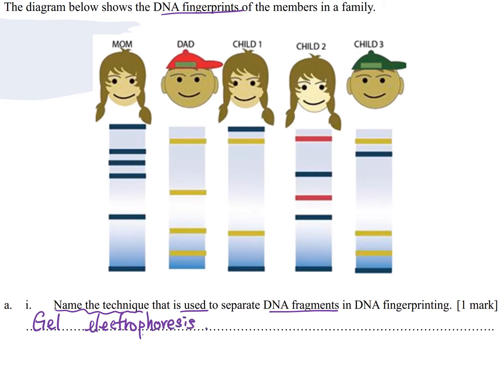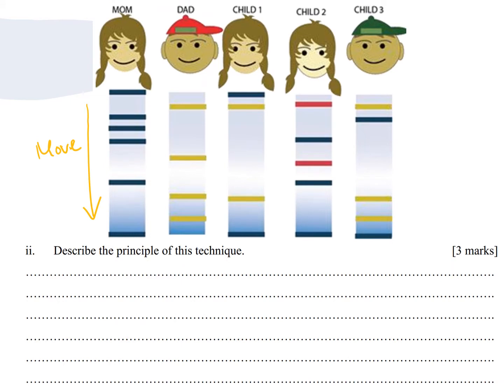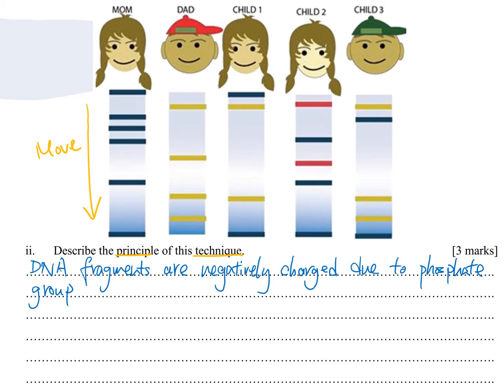electrophoresis. Chinese 凝膠電泳，好似游泳咁樣，啲 DNA 游水嘛，泳啊，游泳啊。Question 2. Can you describe the principle of the techniques? Gel electrophoresis 嘅原理啦。First of all, you have to tell me that DNA, they are not neutral. They have charges, and they are negatively charged. They are negatively charged because of the phosphate group, so you get the first mark.